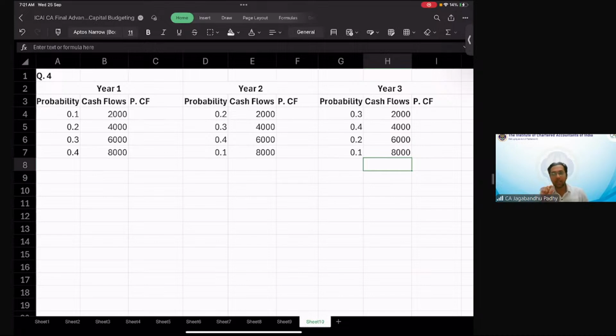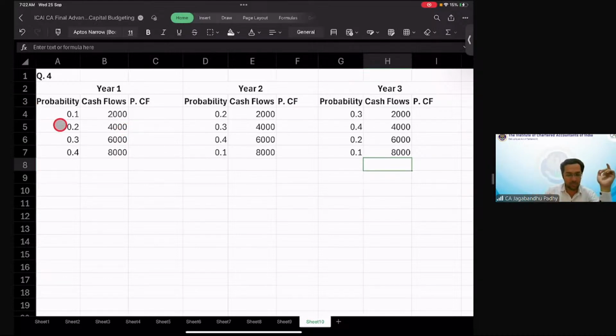So if you observe, there is a peculiarity in this set of cash flows. Do you observe any peculiarity, any sort of observation about the cash flows, guys? Any sort of observations in the cash flows? Can I say all the cash flows are same, like 2,000, 4,000, 6,000, 8,000? Correct? All the cash flows are same, but what is different across the years is the probability, right?